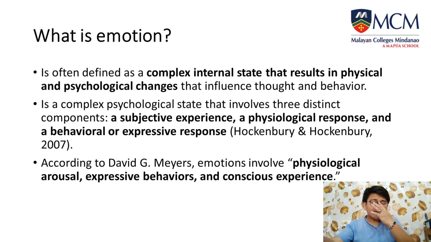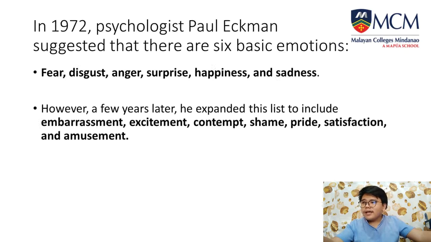So, in this aspect, we somehow define how emotions should be, according to different references. To point out, in 1972, psychologist Paul Ekman suggested that there are 6 basic emotions, and these are fear, disgust, anger, surprise, happiness, and sadness. However, a few years later, he expanded this list to include embarrassment, excitement, contempt, shame, pride, satisfaction, and amusement.